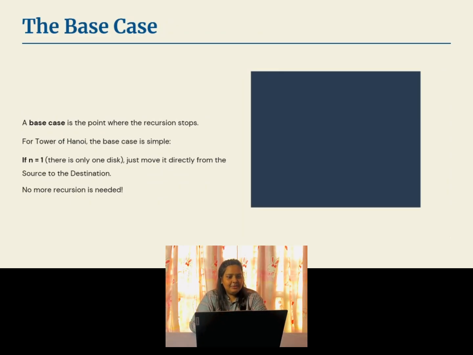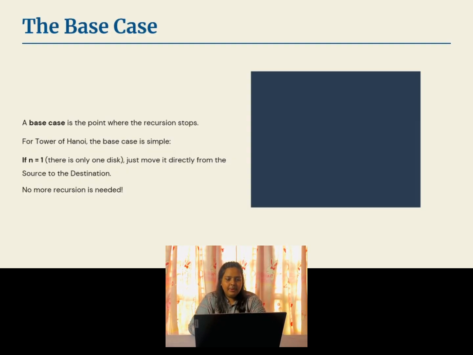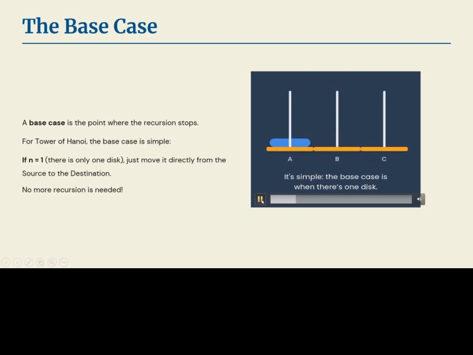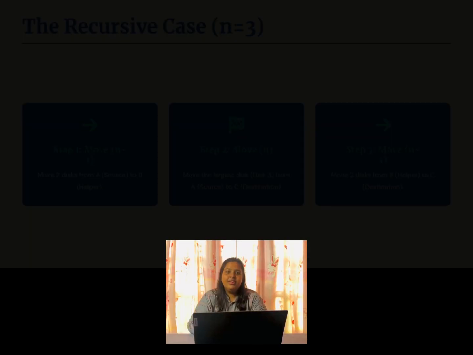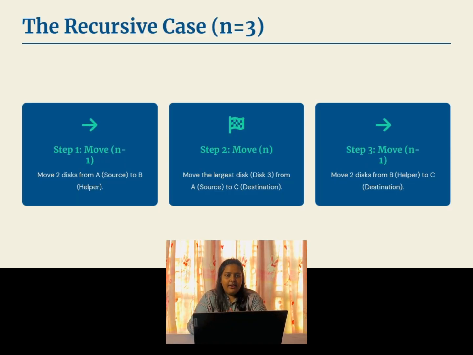In every recursive problem, there is something called a base case. It's the point where we stop calling the function again. For Tower of Hanoi, the base case is simple. If there's only one disc, just move it directly to the target rod. No more recursion is needed. When there are more than one disc, we use recursion to solve the smaller problem.